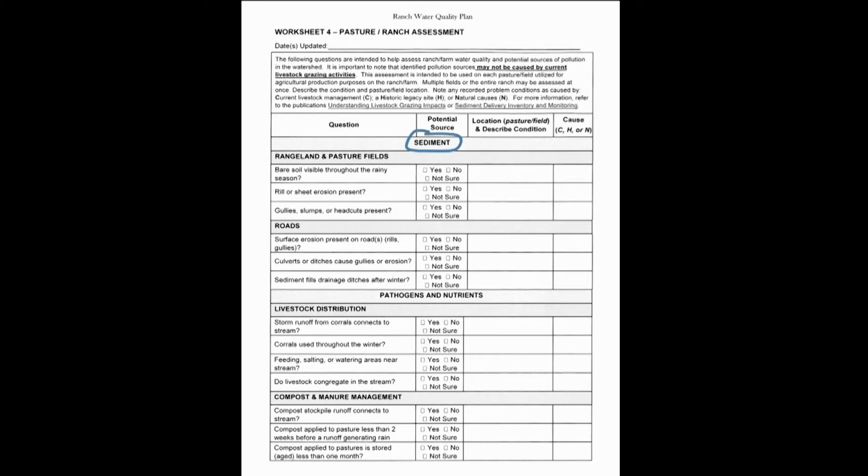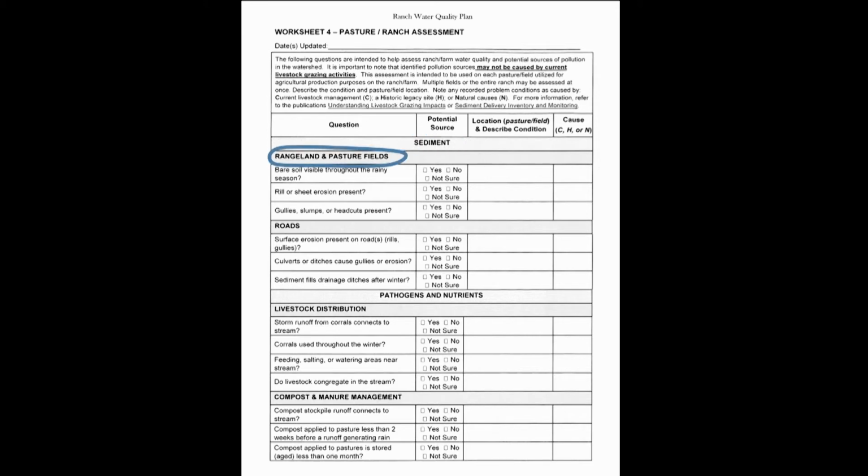Moving on, the first section focuses on sediment, and this section addresses range, pasture fields, and roads, and how those can contribute sediment to the waterways. We are mostly interested in potential sources of sediment that can be transported to streams and rivers from rangelands, pastures, or range roads, and how vegetation cover and management actions can protect against raindrop impact and soil erosion.